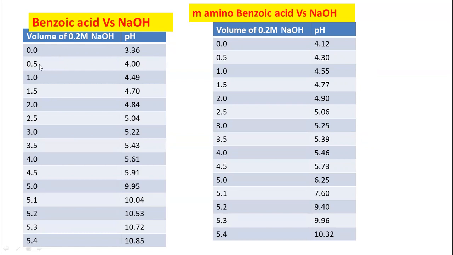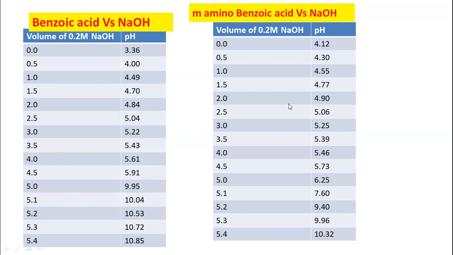Add 0.5 ml, and the pH increases. Then 1.0, and once again the pH increases. One stage will be reached where the pH suddenly increases. You can see here the pH suddenly increases at 5.0. Later on we add only 0.1 ml of the NaOH solution and note 6 to 7 readings after this equivalence point. In this way we measure the pH of the solution.